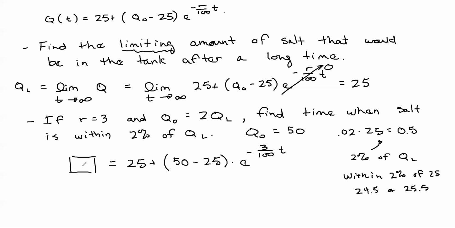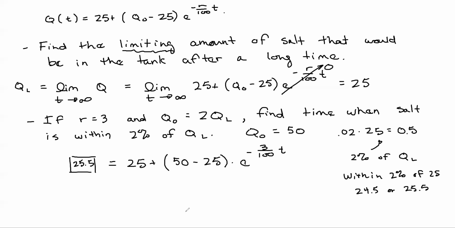Now, contextually, you can tell which one you should use. If you start off with 50 and the amount of salt is decreasing over time, and you're asked how long it takes before it decreases to be within 2% of 25, then we're going to use the bottom one. A different problem might ask for something else, so you need to look for context here, but we want to put 25.5 here. Once you've done that, from there, this is just an algebra problem.